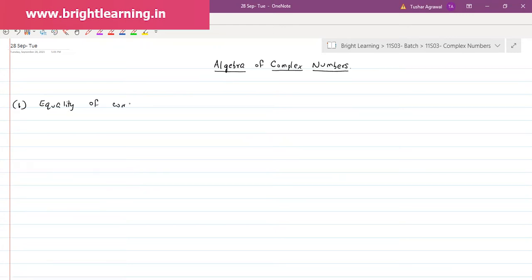Equality of complex numbers. Let z1 is equal to x1 plus i times y1 and z2 is equal to x2 plus i times y2.